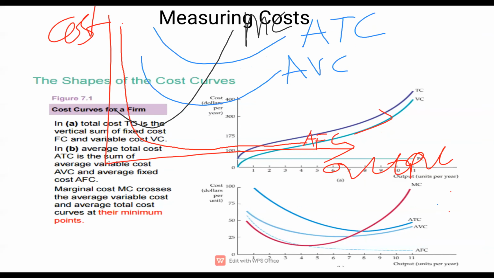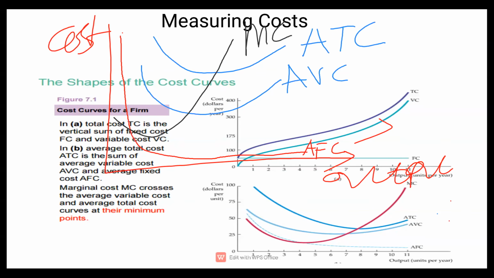An idea? You've seen that the marginal cost is cutting all these at their minimum point. They are U-shaped, if you have observed all of them. Average variable cost and the average total cost, they are U-shaped, but it has to first cut the average variable cost before cutting the average total cost. What could be the reason?